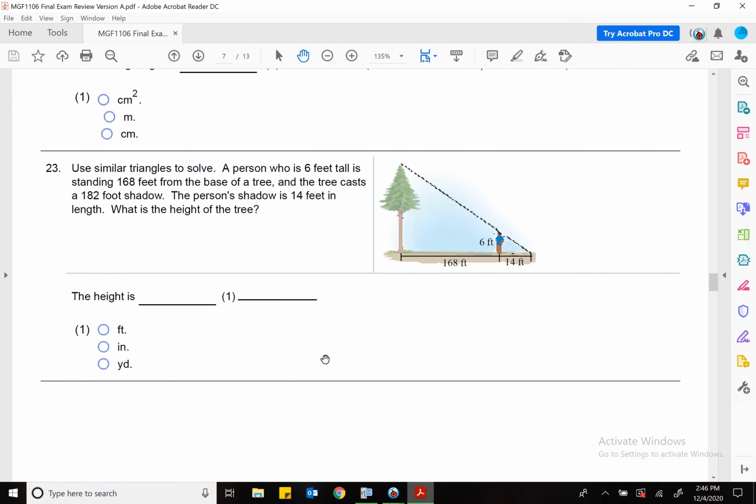All right, so this one is all about similar triangles. So it says use similar triangles to solve. A person who is 6 feet tall is standing 168 feet from the base of a tree, and the tree casts a 182-foot shadow. The person's shadow is 14 feet in length. What's the height of a tree? So I'm going to redraw this diagram really quick.